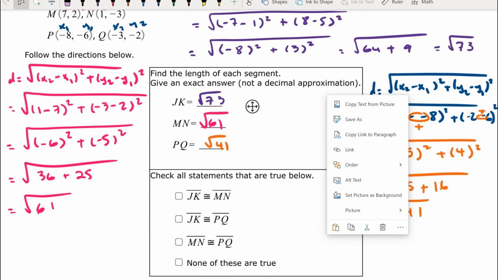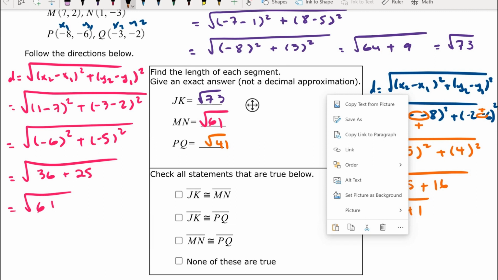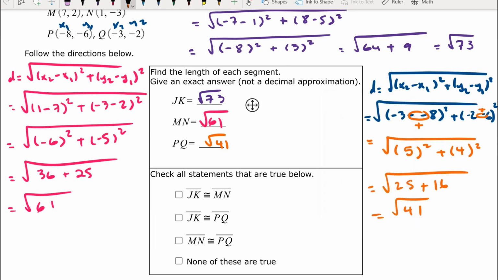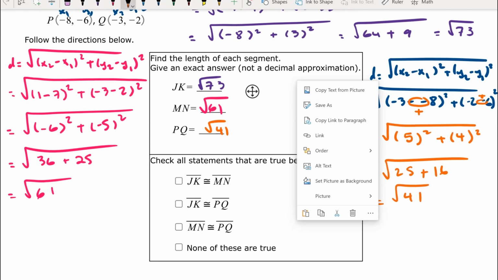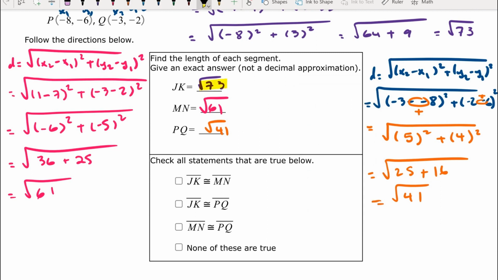Check the statements that are true below. They say that JK is congruent to MN. JK and MN don't have the same distance, so they're not congruent. Okay, so that's not a correct answer. JK and PQ: JK is square root of 73 and PQ is square root of 41. They're not the same either. MN and PQ don't have the same distance, so they're not equal. None of these are true.